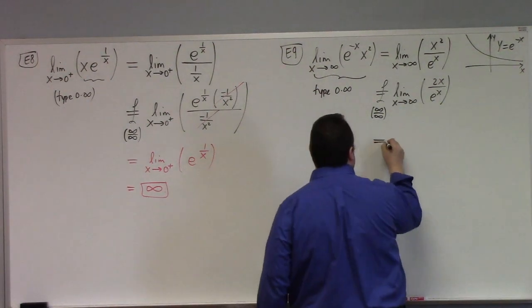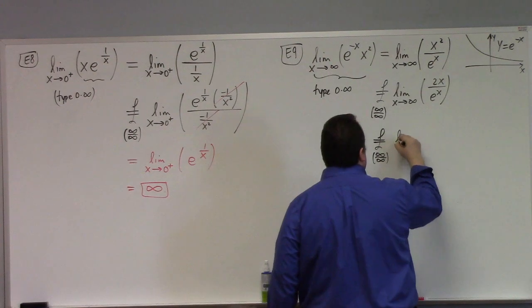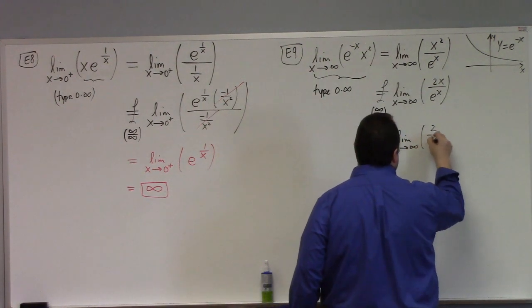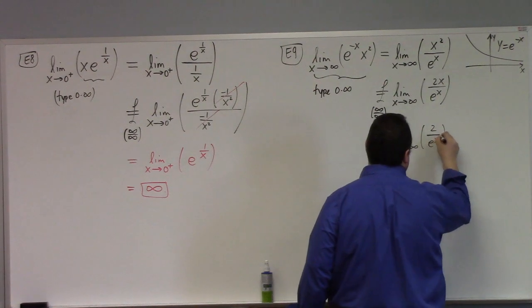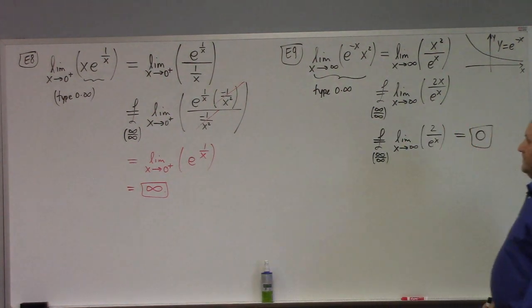Again, exactly. So L'Hopital's rule a second time. And we get what? 2 over e to the x. What's the answer? 0. Yep.